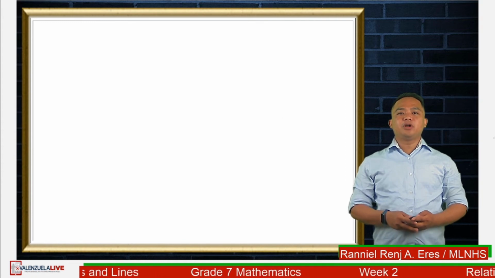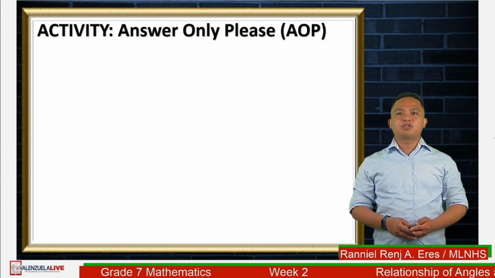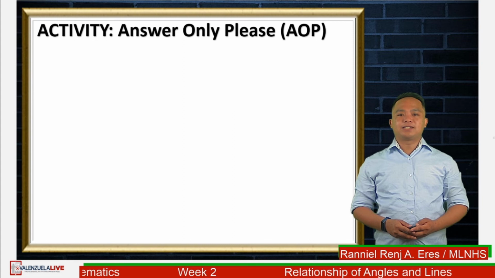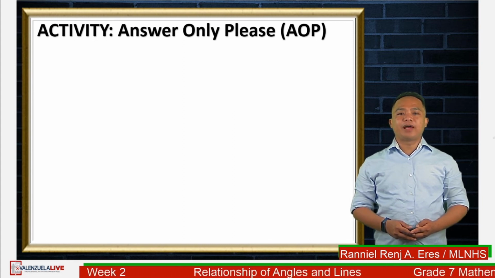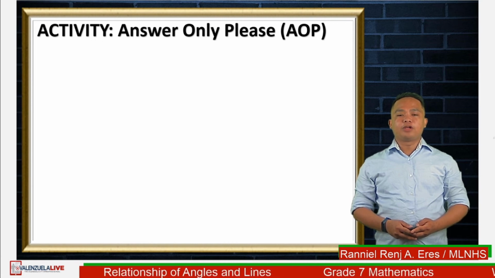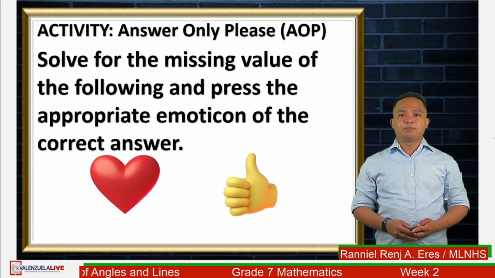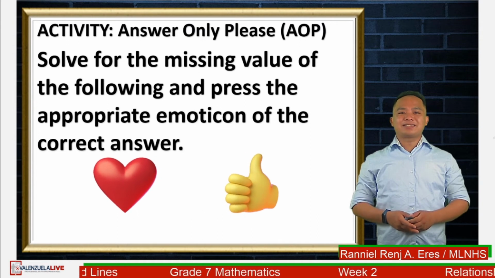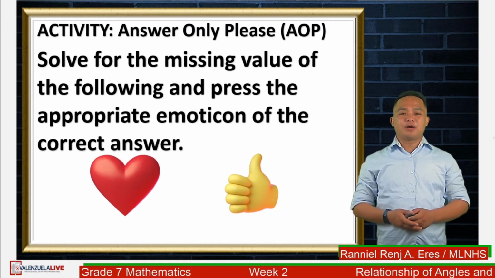Okay, since we already know the different relationships of angles and lines, let's proceed to our activity, which is entitled Answer Only Please, or AOP. For this activity, we'll solve for the missing value of the following and press the appropriate emoticon of the correct answer, whether it is a heart or a thumbs up. Use our comment box as your way of sharing answers. Again, kindly comment thumbs up or heart.